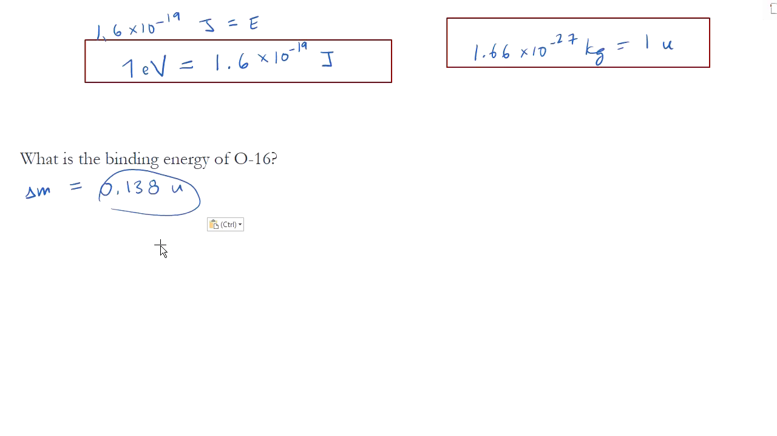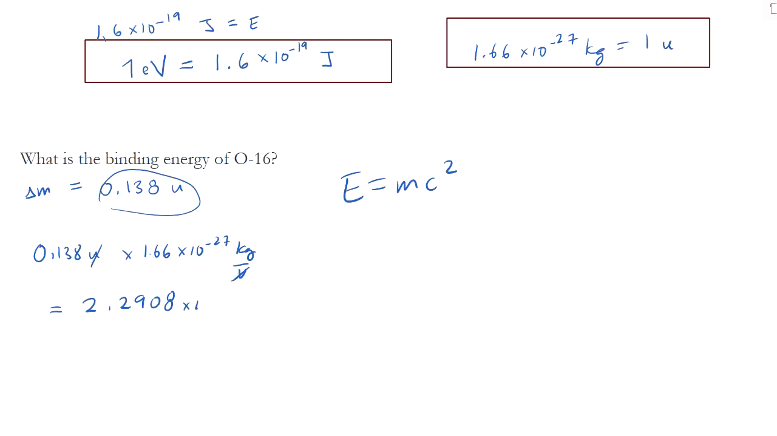I'll put that there. So that's the mass defect as calculated from before, and we can use E equals mc squared to calculate this. But if you want joules to pop out, then we have to put in kilograms. So to convert 0.138 units into kilograms, just multiply by 1.66 times 10 to the negative 27 kilograms per unit, and we will get our mass in kilograms: 2.2908 times 10 to the negative 27 kilograms.